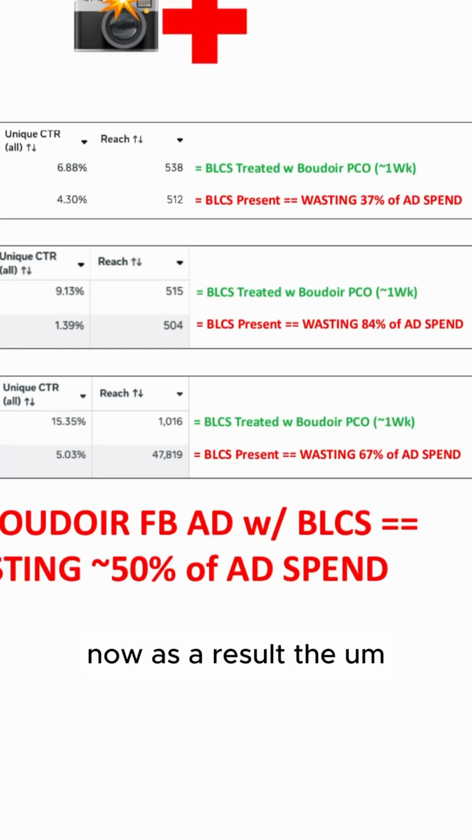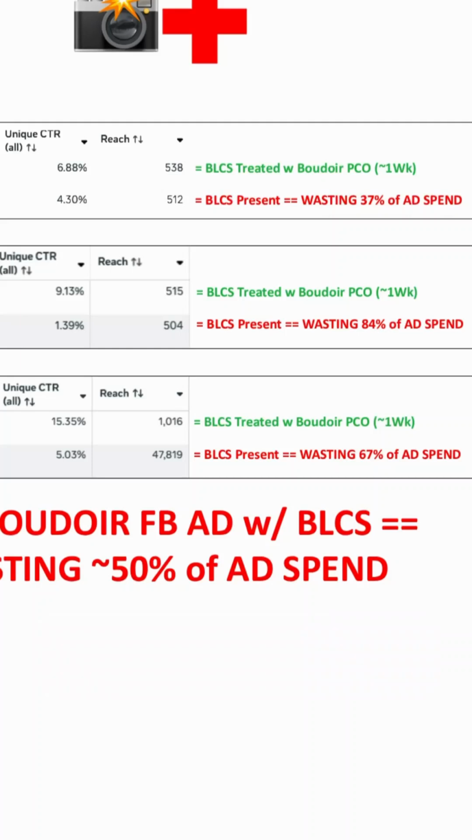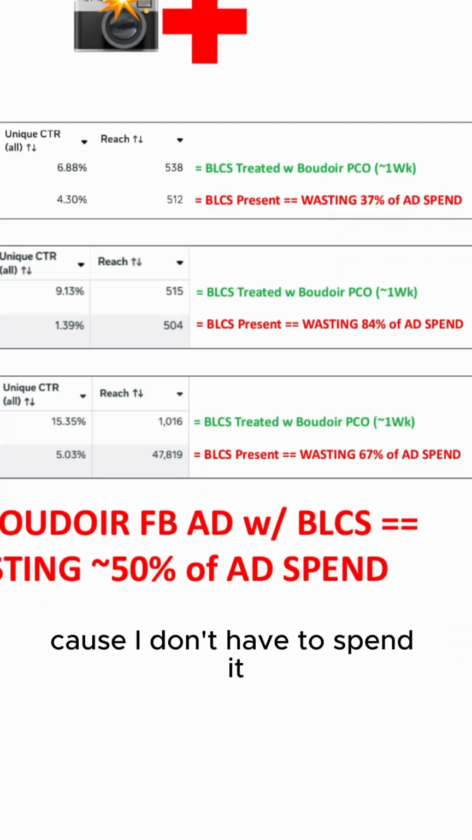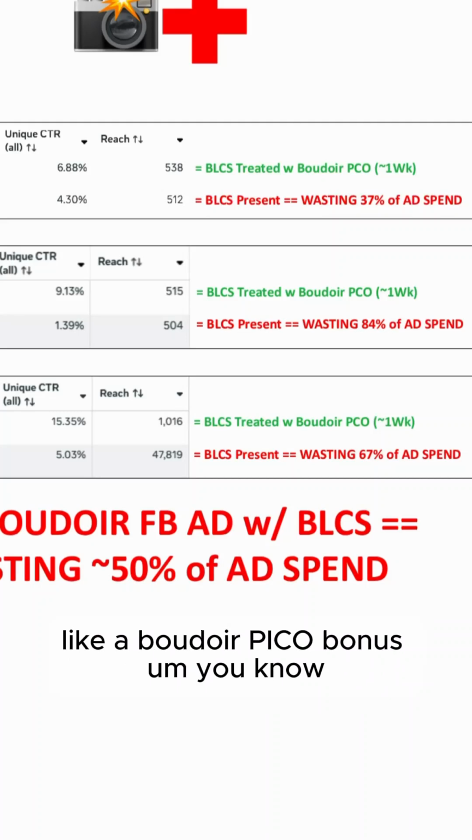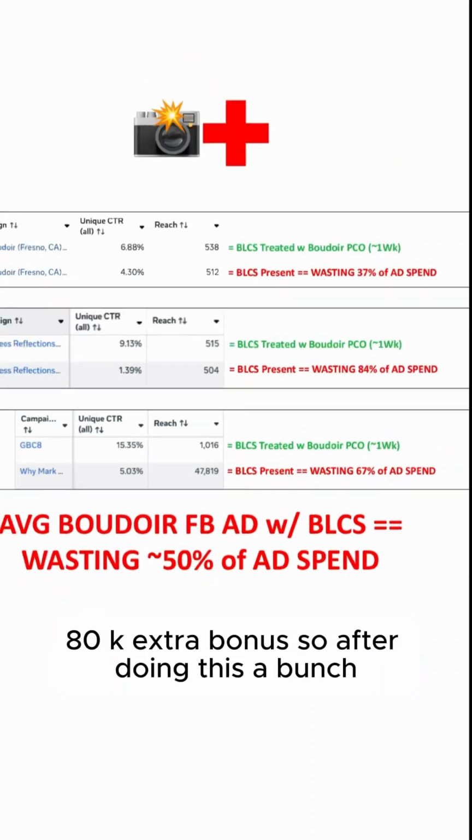Now, as a result, the $6,700 a month is literally back in the boudoir photographer's pocket because they don't have to spend it. Like a phantom bonus, like a Boudoir Pico bonus. And after 12 months, it's like $80K extra bonus.